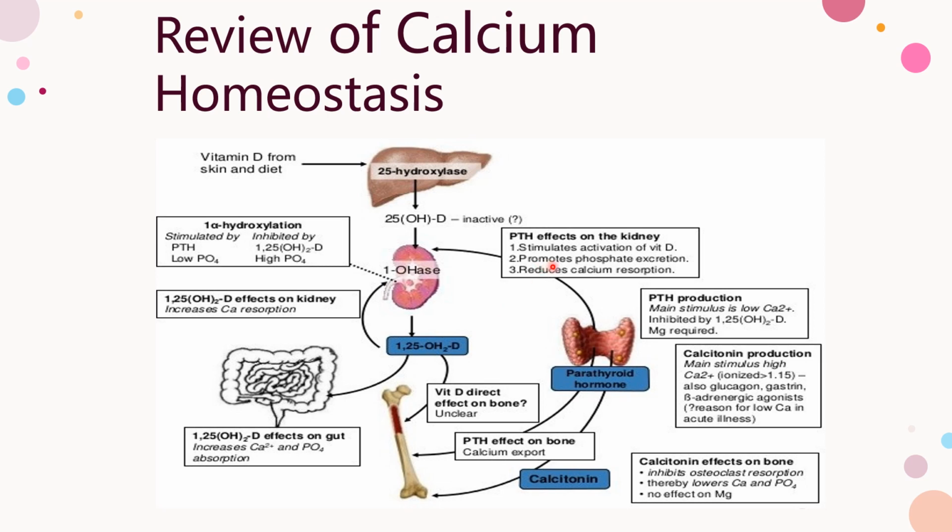Parathyroid effects on kidney, and then how the parathyroid hormone is produced, calcitonin, how it is stimulated, and what are the effects of calcitonin on bone, and then what are the effects of vitamin D on kidney and intestine and bone. So like that, for each and every hormone, if you see its mechanism of action and the effects on bone, intestine, and kidney, you can easily tell about the calcium homeostasis.